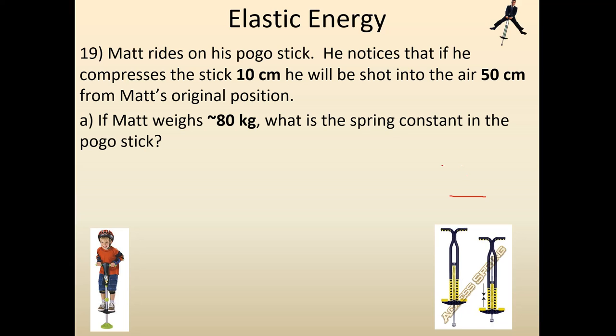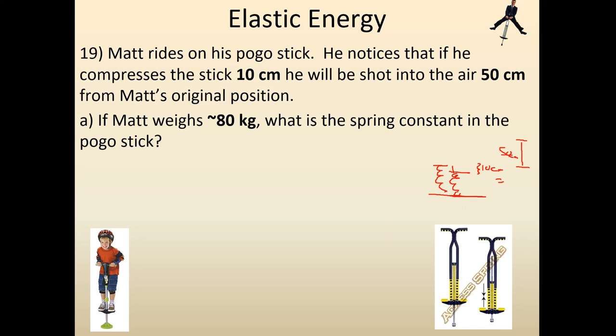So, they say here that my spring is normally like this. I don't know how long it is, but it doesn't matter. I'm compressing it 10 centimeters. So this gets compressed 10 centimeters. And when I release it, it results in it going up 50 centimeters from where it started, from this point. So the question is, what is the spring constant in the pogo stick?